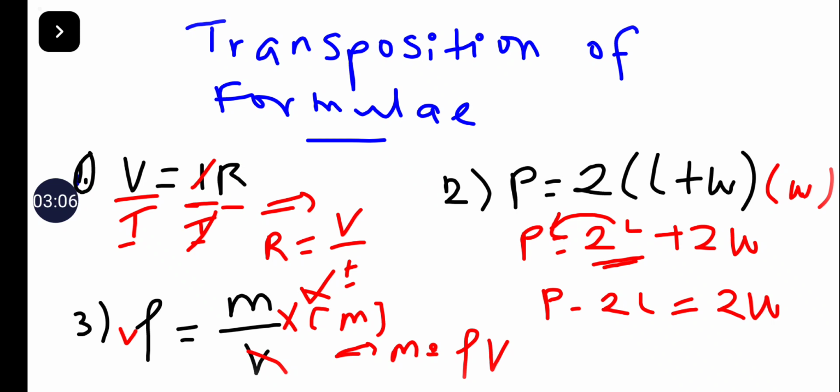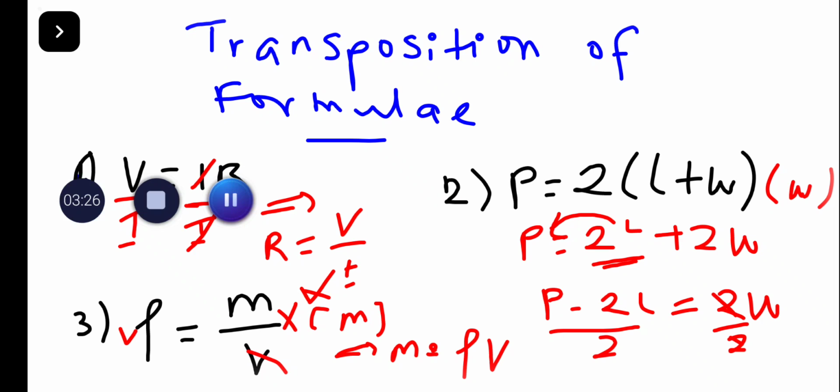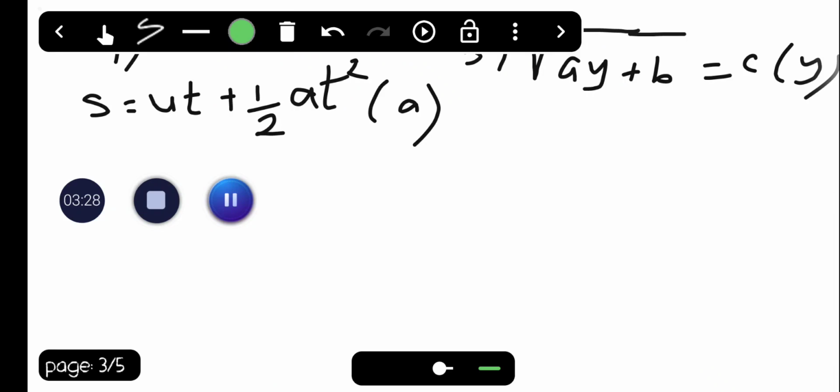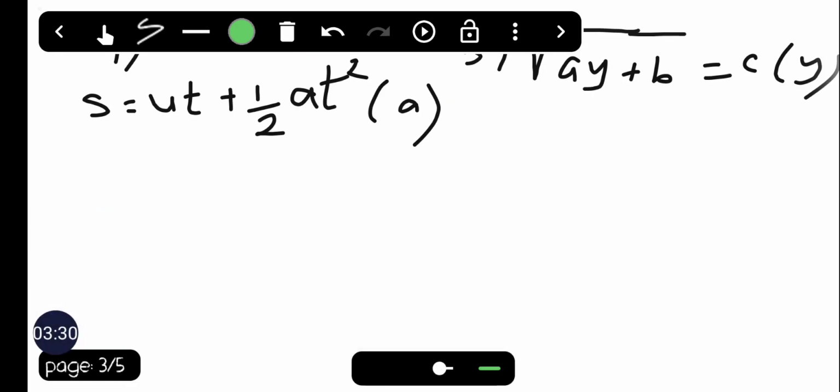And 2W, how do I make W the subject here? It's by dividing both sides by 2, the coefficient, because the sign between 2 and W in 2W is multiplication. So when you divide that, you have your W. Your W is P minus 2L over 2. Okay, we'll continue with other examples here.